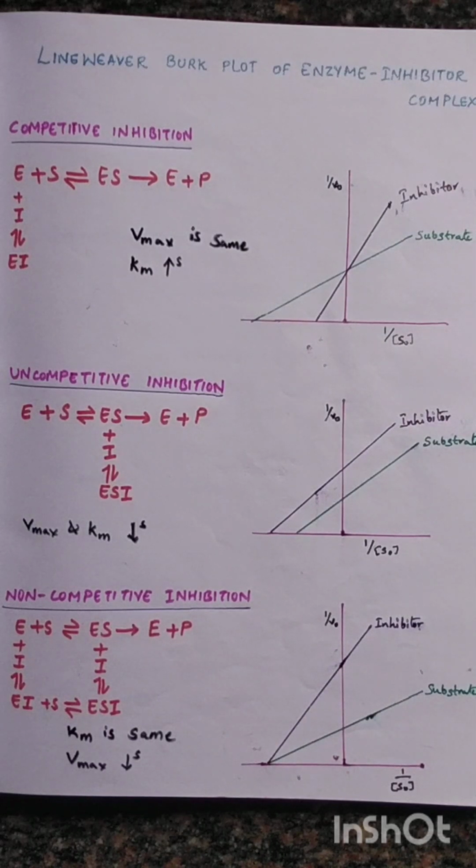Km is the substrate concentration at which the reaction velocity is half maximal. That is, the lower the Km, the higher the enzyme activity. Vmax is the maximal velocity of a reaction, which occurs at high substrate concentrations. That is, the entire enzyme is bound to the substrate. Now we will see three conditions wherein the substrate and inhibitor compete for binding with the enzyme.